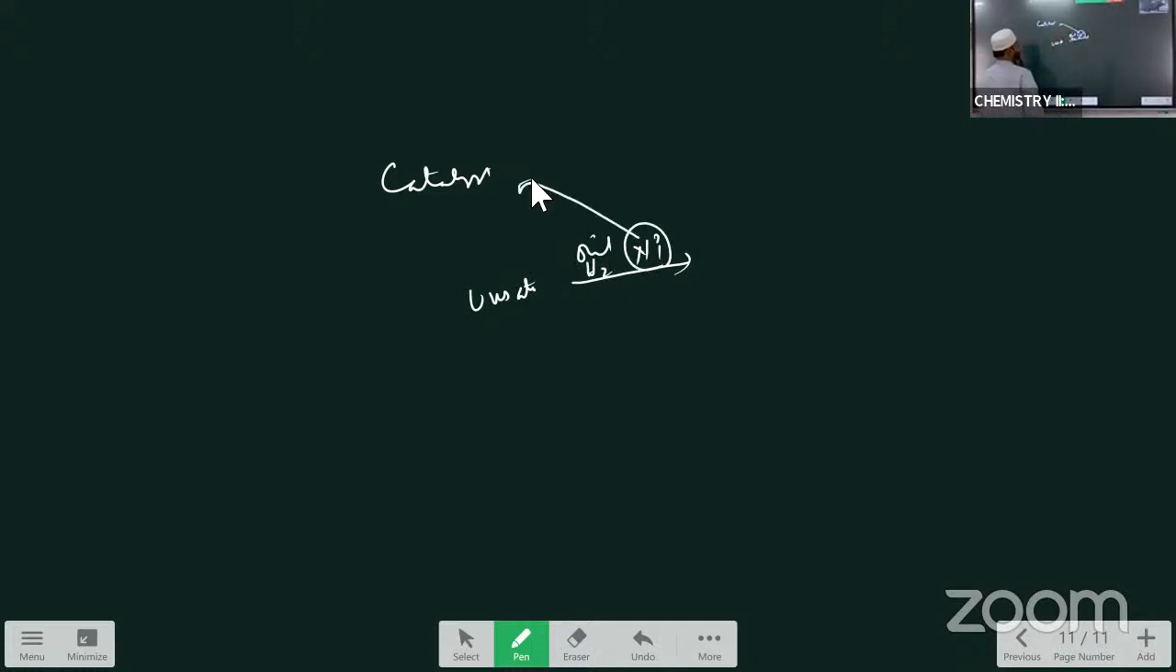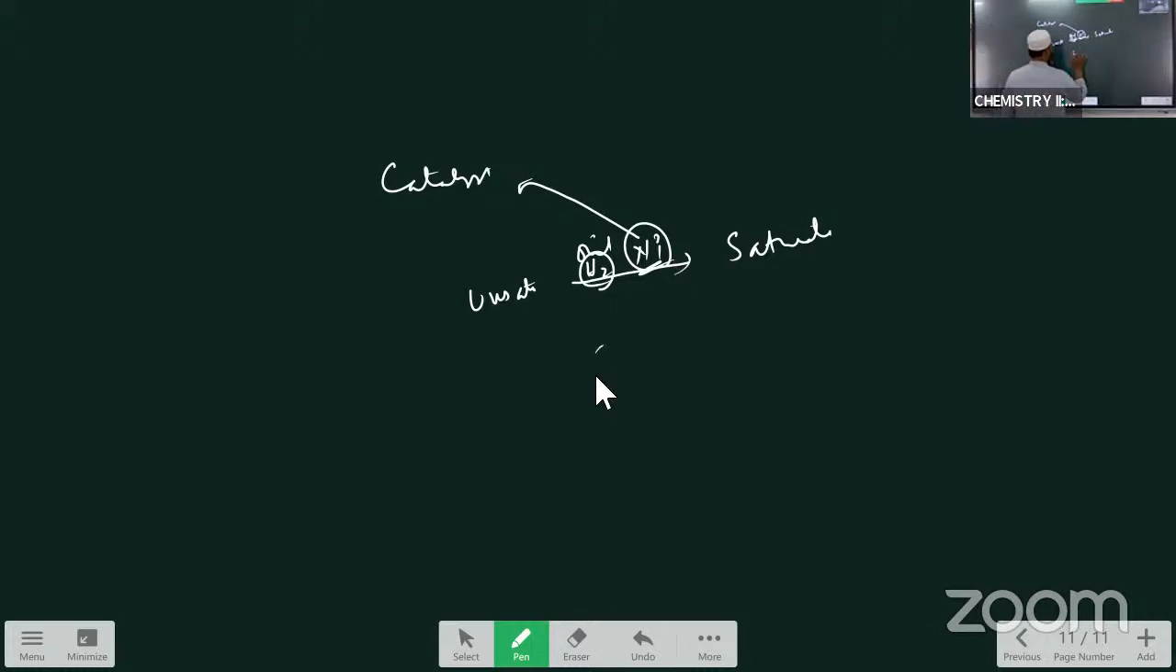Okay, in the saturation of the oils, that means unsaturated hydrocarbons are converted to saturated hydrocarbons by the addition of H2 in the presence of the nickel catalyst. That is the preparation of vanaspati. In that, nickel is used as the catalyst. Here transition elements are used as the catalyst.